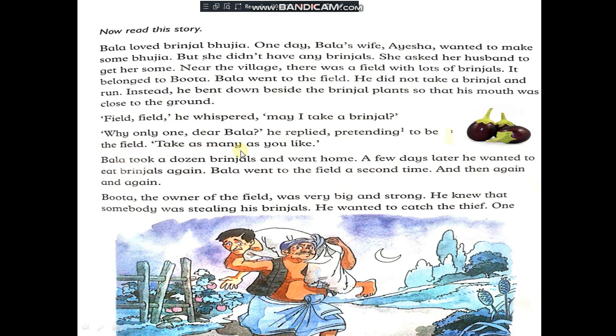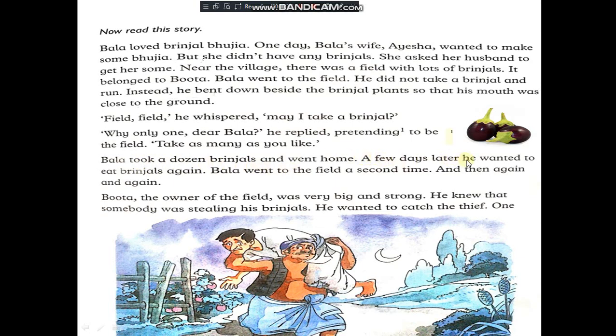Now, what is Bala doing? Bala is pretending to be the field. Bala himself said this, but he was acting as if he was the field. "Why only one, dear Bala? Take as many as you like." Bala took a dozen brinjals and went home. We read this word in the previous lesson, dozen. Dozen means 12. Bala took 12 brinjals and went home.